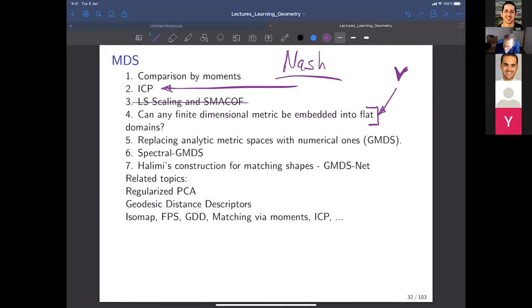Next, what we'll do is replace the analytic way of computing distances with numerical ones. And then we'll call it GMDS, okay? Generalized multidimensional scaling. And then we'll move into the spectral domain and we'll call it SGMDS. And since it begins to look like Nachman Meumann, I will stop here.